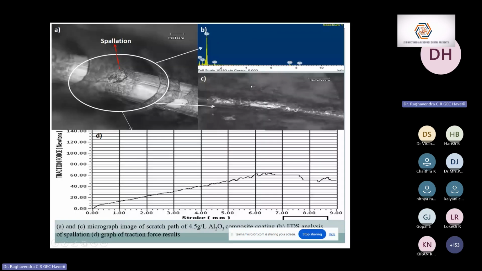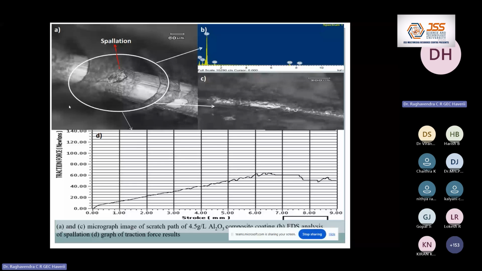Now, the spallation coating is also being checked with the EDS analysis, which tells us it is nothing but a nickel and Al2O3 coating. That means the coating has been present on this. So our coating has provided enough adhesive strength, with 60 to 64 newtons. That is what it has been.